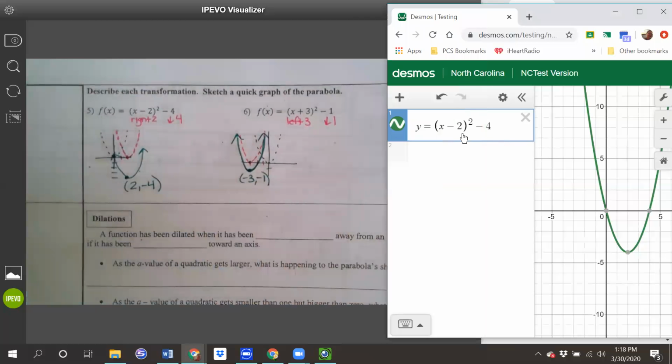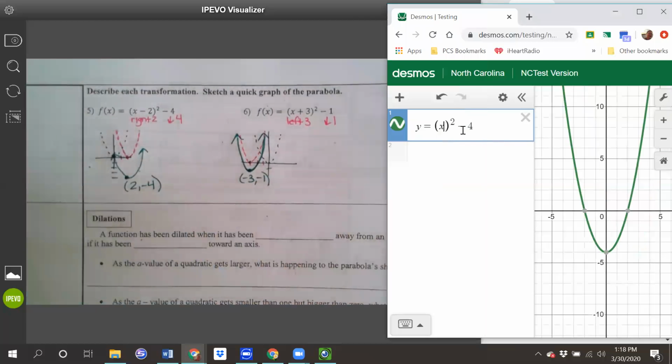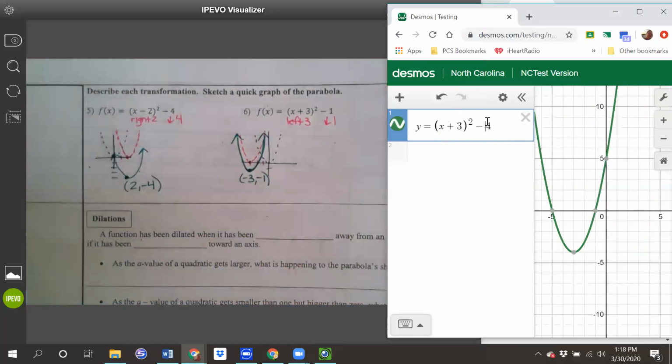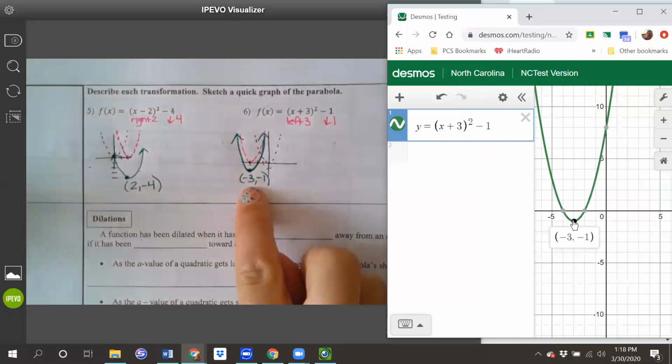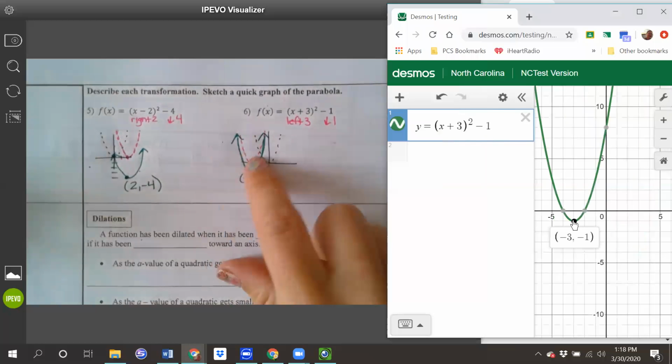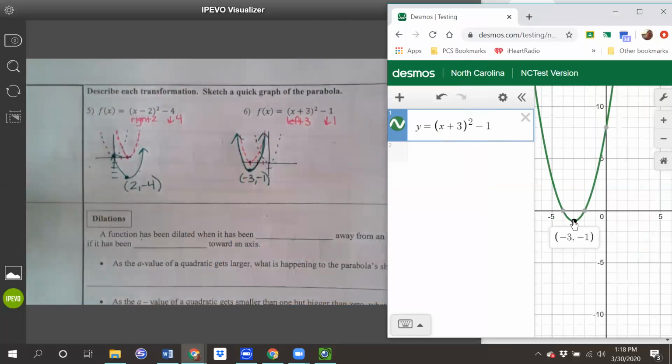So let me check that here. I'm going to switch this to a +3 and this one to a -1. And here is my graph with a vertex at exactly what I said, -3, comma, -1, and it is a smile. It is opening up.